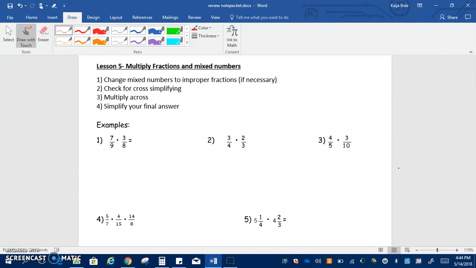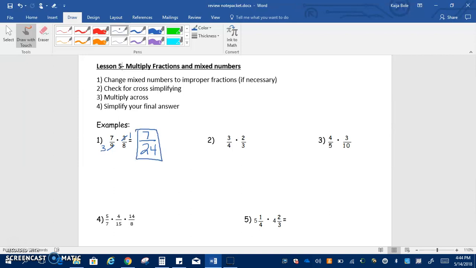So if we look here at 7/9 times 3/8, remember cross simplifying means you must go top to bottom. So we cannot simplify anything with the 7 and the 8, but we can simplify the 9 and the 3. We can divide them both by 3, so the 3 becomes a 1, and the 9 becomes a 3. So now we just multiply across, and we end up with 7 times 1, which is 7, over 3 times 8, which is 24, and we cannot simplify that anymore, so that is our final answer.